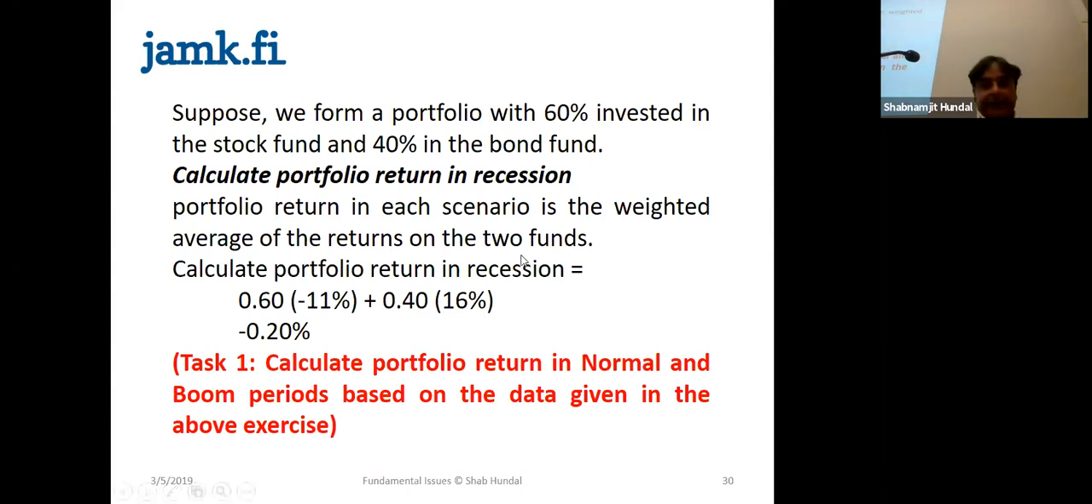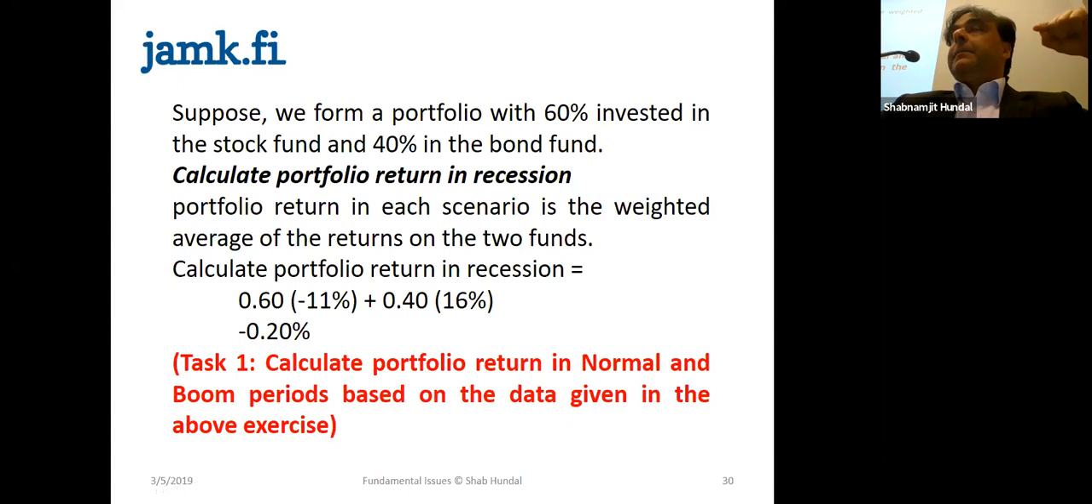But if you multiply 0.40 with 16%, it comes to plus 6.4. So the portfolio return which you will be getting is minus 0.2%. Look, this minus 0.2% is a calculation.